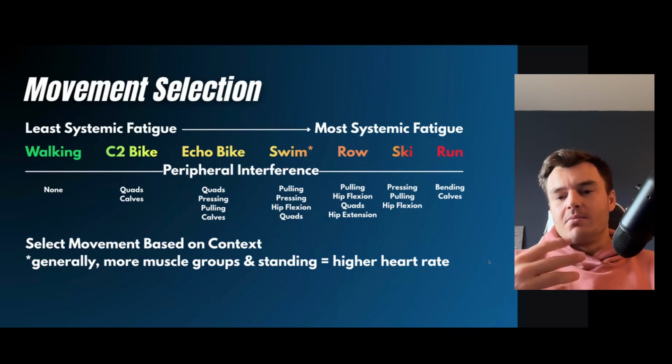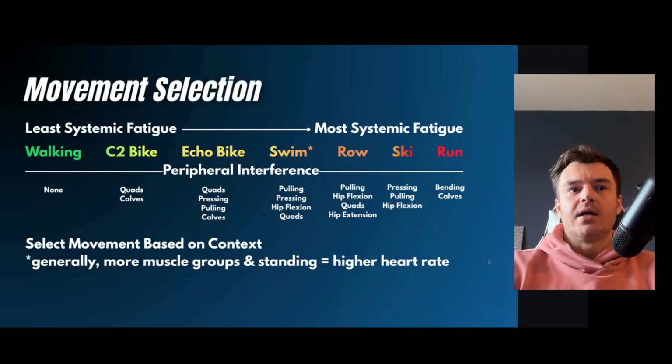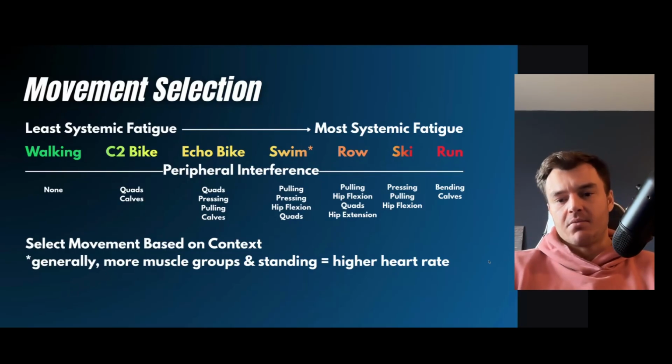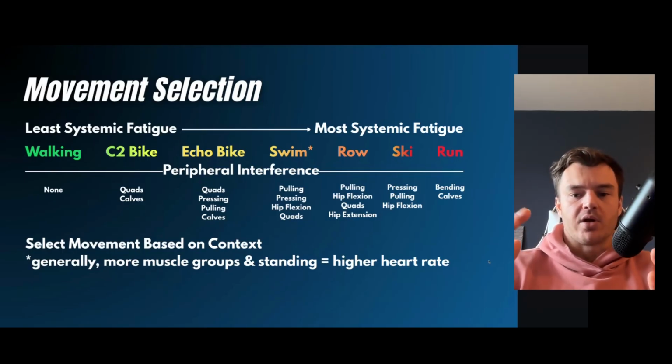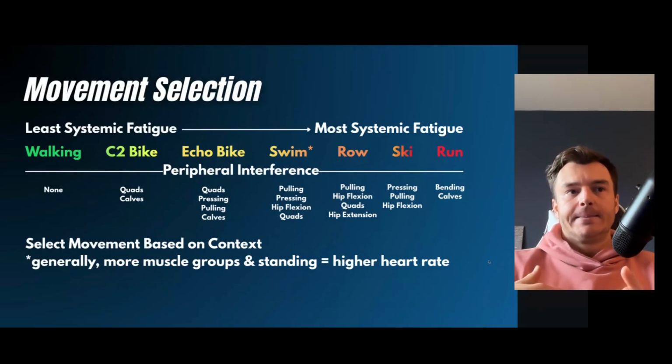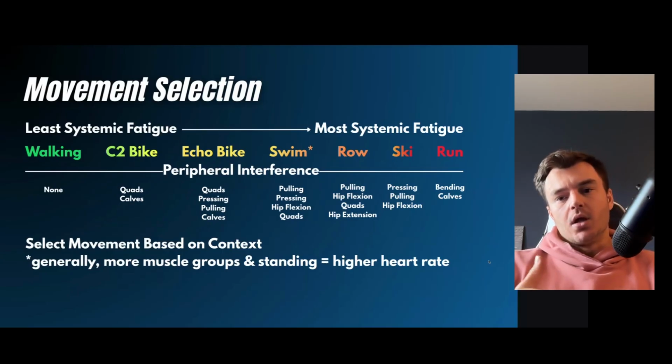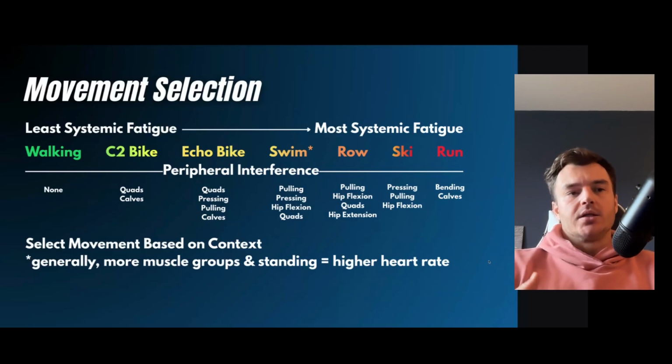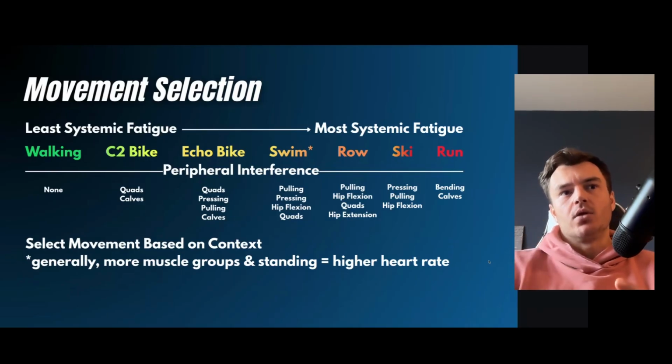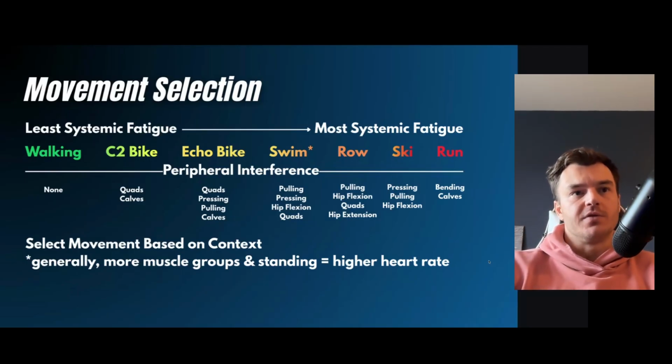Rowing becomes a little bit more fatiguing. It has some eccentric loading. There's a dampening effect that happens when you compress into the front of the stroke, and it uses more muscle groups. You're using a lot of lat, you're using a lot of hip and quad extension, so it will induce a little bit more fatigue.